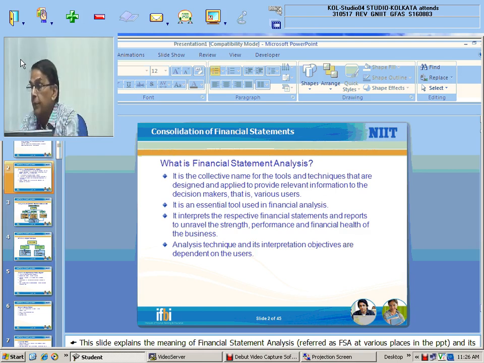It interprets the respective financial statements and reports, and unravels the strength, performance and financial health of the business. So the purpose of financial statement analysis is to interpret the financial statements and reports to tell us what are the strength, performance and financial health of a business. Analysis techniques and its interpretation objectives are dependent on the users. What technique will be used by a particular analyst, and how they will interpret the various results, will be dependent on the users. So different analysis techniques will be used by different types of users.